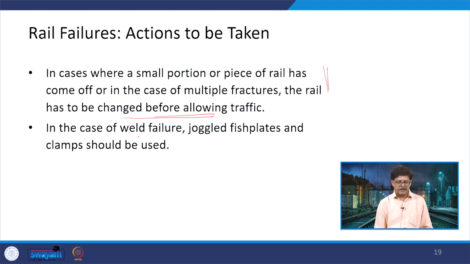In the case of a weld failure, the joggled fish plates and the clamps should be used. So, we have gone for SWR, we have gone for LWR, and the weld has failed, and the weld could have failed because of some reasons, in the case of technique or in the type of metal which has been used for the welding at that location. So, there the joggled fish plates are used. These are a special type of fish plates, not the standard or the conventional fish plates. So, we will be discussing this when we go into the fastenings.